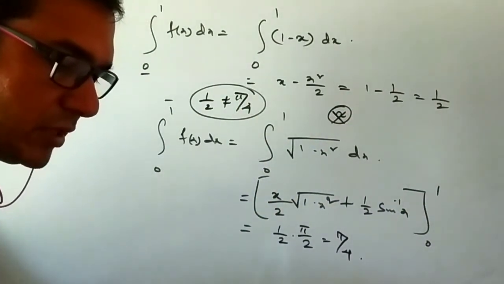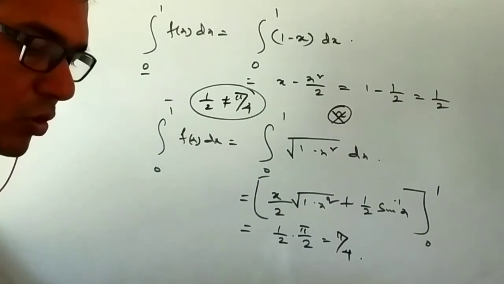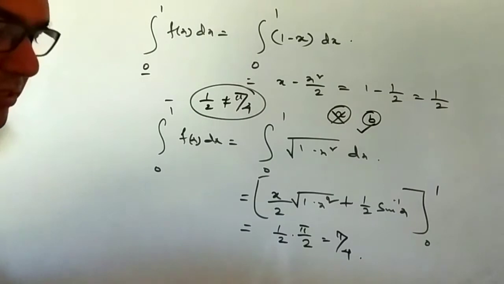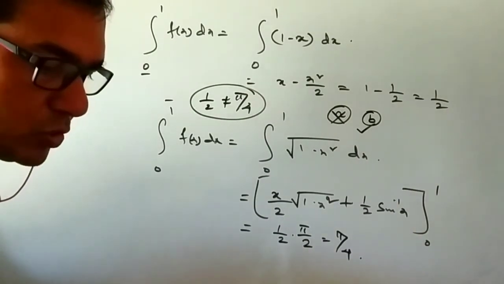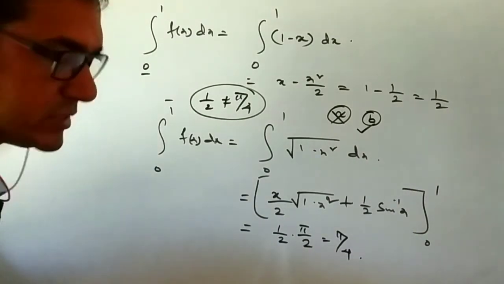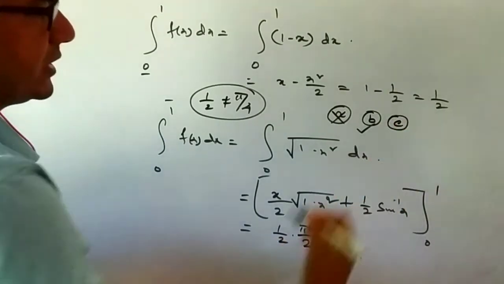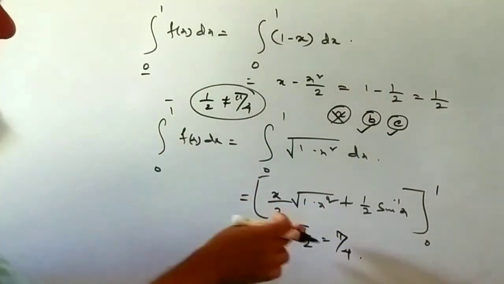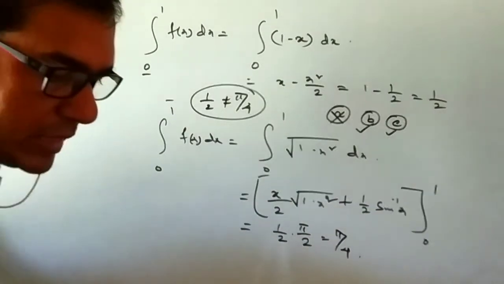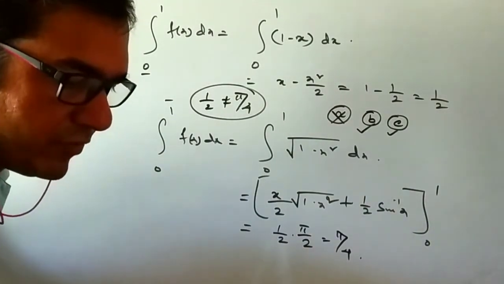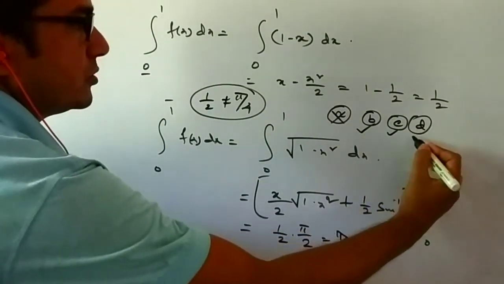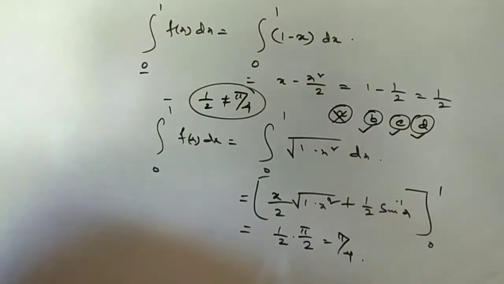Option B, the lower Riemann integral of f is half, that is correct. And also C is correct, since the upper integration is pi by 4. And the last option, the function f is not R integrable, is also correct since it is not R integrable.